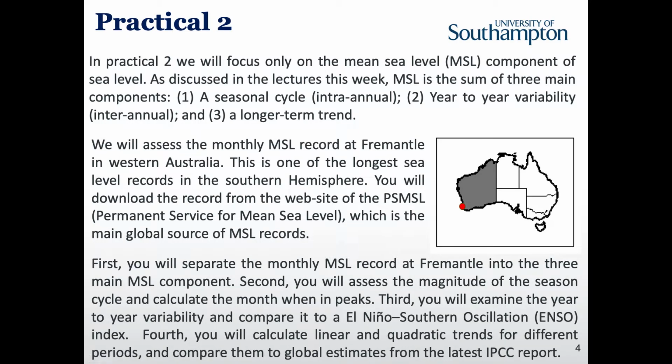In practical 2, we're going to focus on mean sea level, and we're going to look at Fremantle, the longest tide gauge record in the southern hemisphere. We're going to download data from the Permanent Service for Mean Sea Level. And we're going to separate the mean sea level into 3 component parts: a seasonal cycle, a year-to-year interannual variability, and then a longer-term trend.